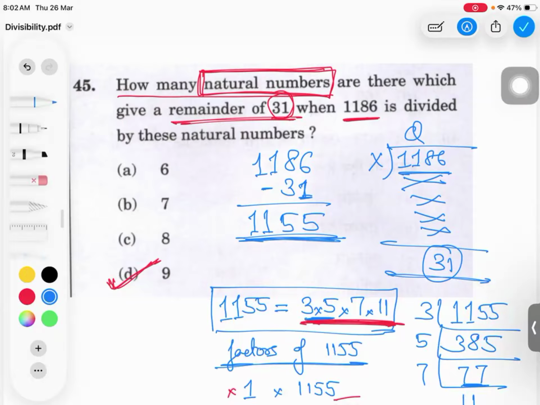1186, 31 is the remainder. The question is asking about natural numbers कि कितने natural number 1186 को कुछ इस प्रकार डिवाइड करेंगे कि 31 रिमाइंडर आ जाए. ओके, सो वी अंडरस्टूड द सिनेरियो. तो हमें पता चला कि 1186 की बात नहीं हो रही है, बात हो रही है 1155 की, बिकॉज 1186 में तो 31 रिमाइंडर आ जा रहा है. 31 रिमाइंडर आ रहा है यानी कि डिवाइड क्या हो रहा है, डिवाइड 1155 हो रहा है, तभी तो 31 रिमाइंडर आ जा रहा है.